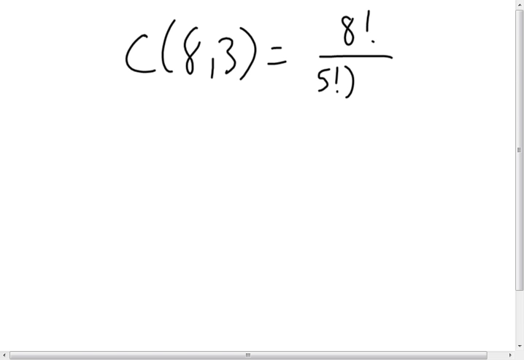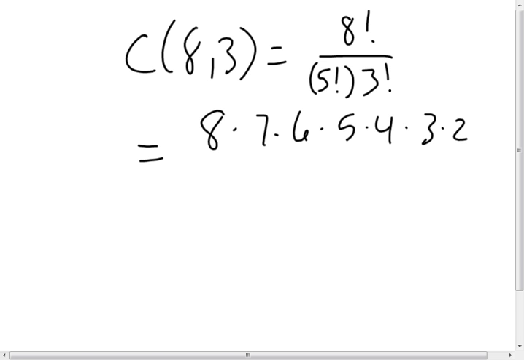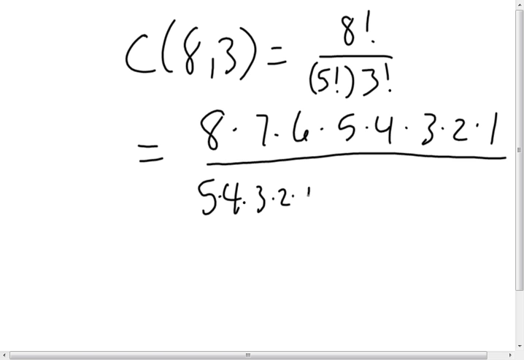We have combination 8-3, and so that would be 8 factorial over, there's that 5 factorial again that we had for permutations, and then 3 factorial. So what would that be? 8 times 7 times 6, 5, 4, 3, 2 times 1, over 5 times 4 times 3 times 2 times 1 times 3 times 2 times 1. So once again, since these are all factors, we can eliminate that.